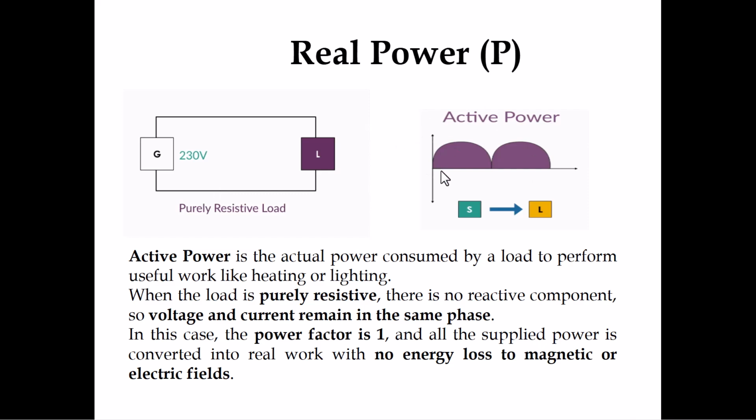In this diagram, we can see that in an AC system, voltage and current alternate their direction 50 or 60 times per second. It is the normal behavior of real power in AC circuits. Now, when the load is purely resistive, such as a heater or incandescent bulb, the voltage and current are in phase. They rise and fall together.